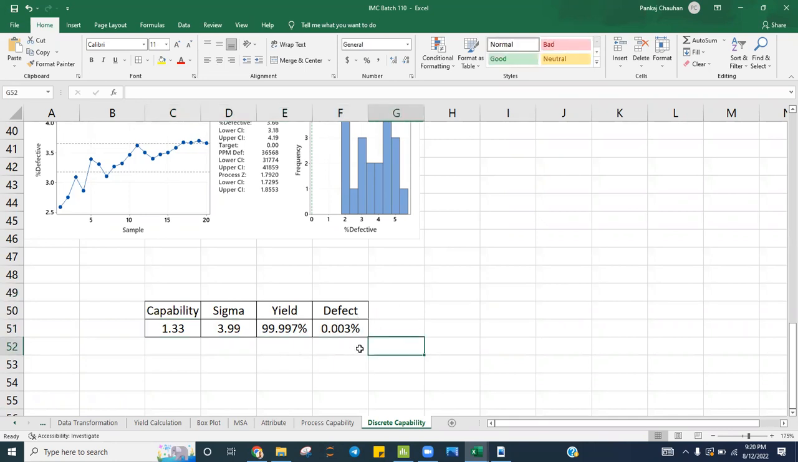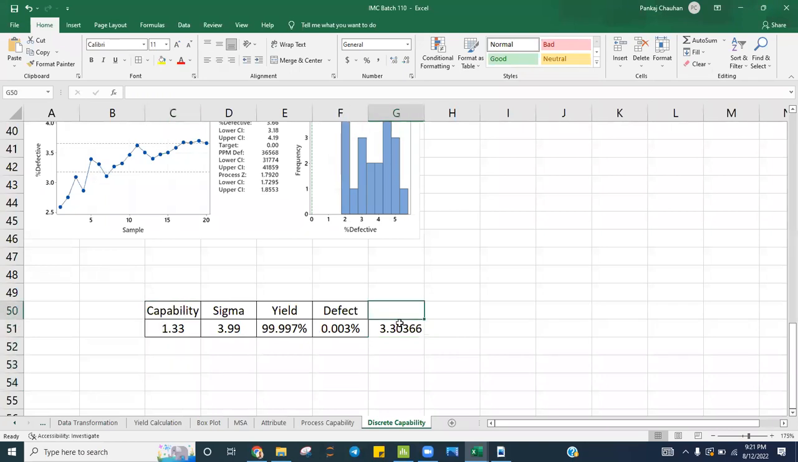chance in 100? You are having 0.003, which means if you want to see the chance in 100, the number of defects you will get, if you multiply this value by 100, it is not coming. If you multiply by 1000, then it's still not coming. If you multiply by 10,000, then it's still not coming. If you multiply by 100,000, then 3 defects. So 100,000, which means 1 by 10 million, you are having defects of only 3.3. That's the expectation level of 1.33 capability.